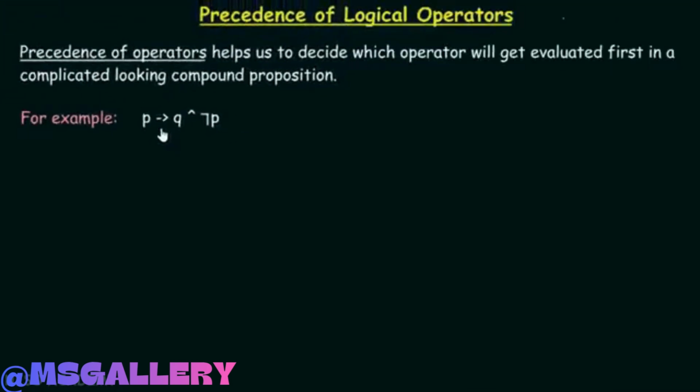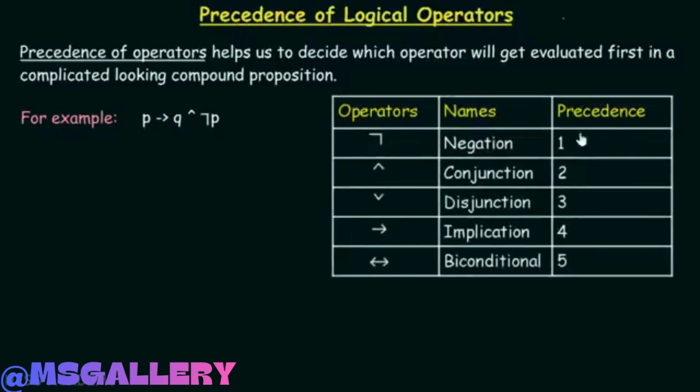Now, let's consider the precedence table in order to understand which operator will get evaluated first. Now, here is the precedence table. These are the operators, their names, and precedence. Negation is having the highest precedence among all the other operators. Then after that conjunction comes up, then disjunction, then implication, and then bicondition. Now according to this table, negation will be performed first, then conjunction, and then implication.